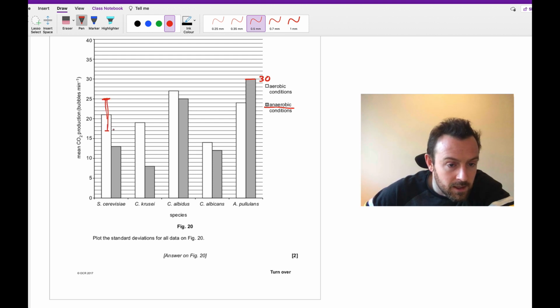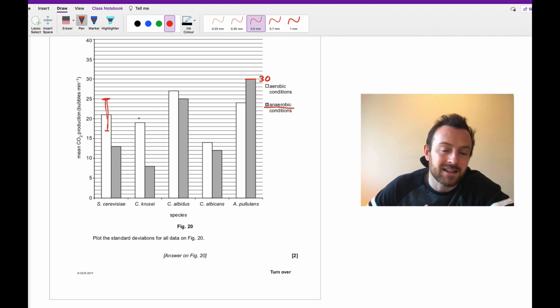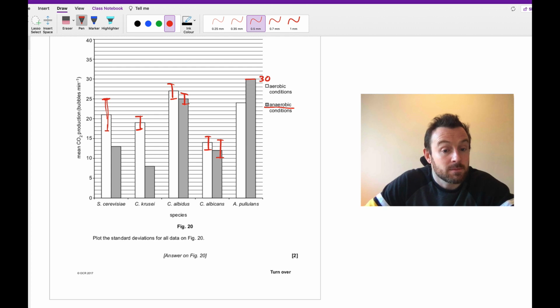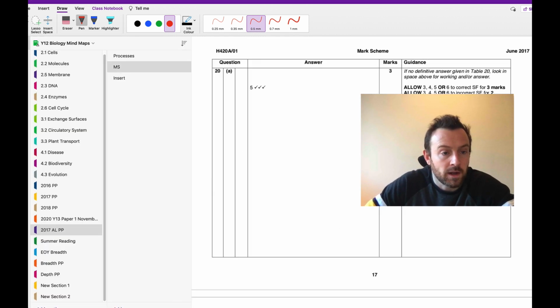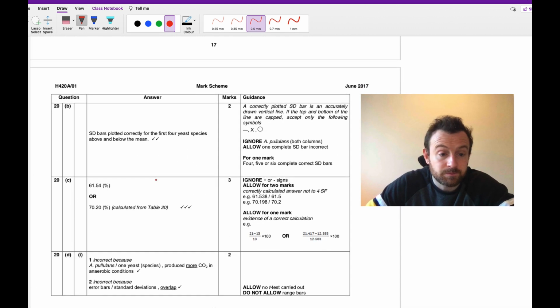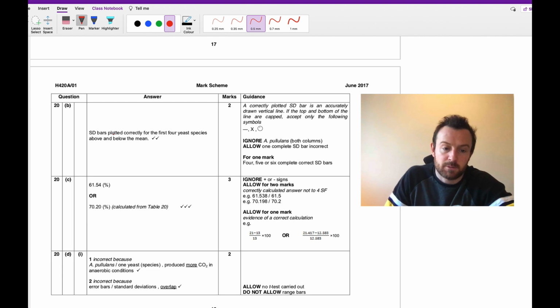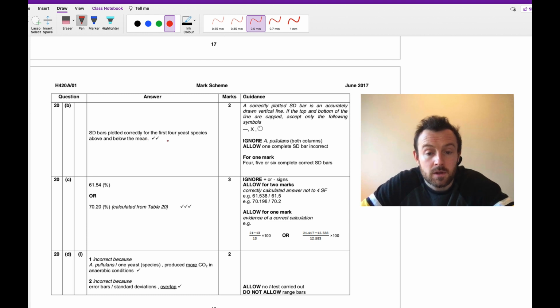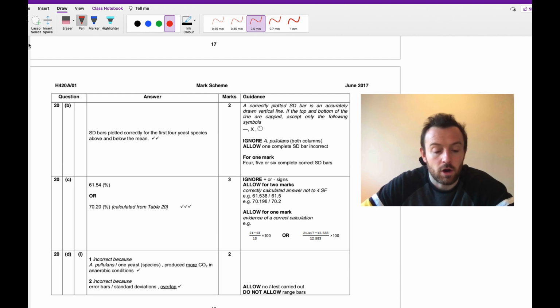That is how we should do it. Oops, I haven't drawn that brilliantly, but we draw a sort of error bar like that, and all of them should be like this. They should sort of go up and down like this. These are not accurate, I'm just showing you what it's going to look like. I haven't actually checked the figures. But let's look at the mark scheme now and see what exactly you need to do to get those 2 marks. It just says SD bars plotted correctly for the first 4 yeast species above and below the mean. Okay, moving on.